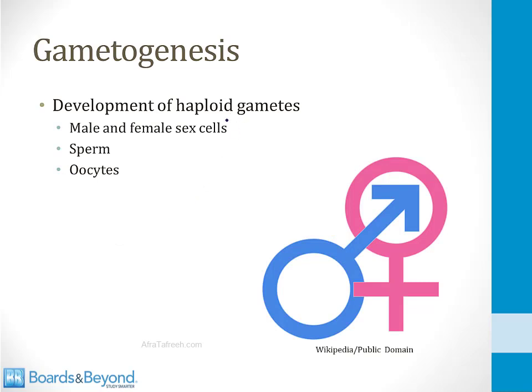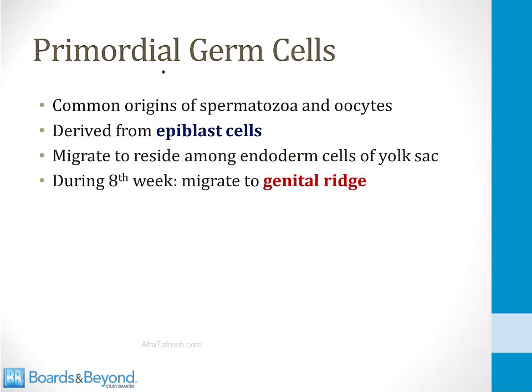Gametogenesis is the process of development of haploid gamete cells. Haploid cells contain only one copy of each chromosome instead of two. This is unique to male and female sex cells, including sperm and oocytes. Let's start by reviewing a little embryology.